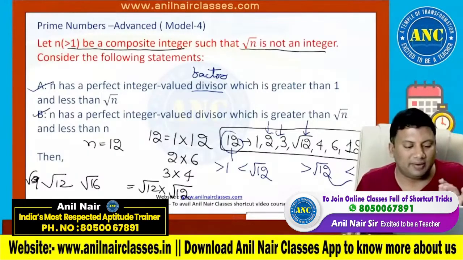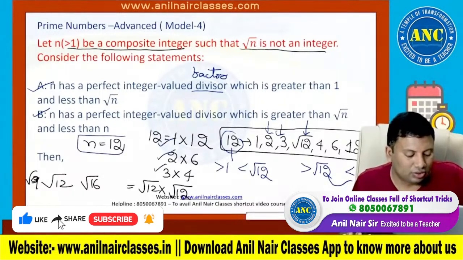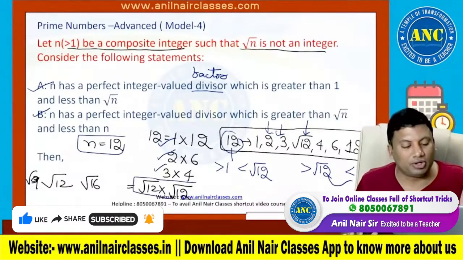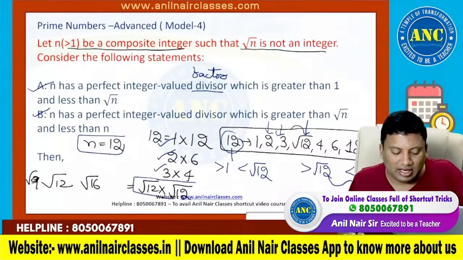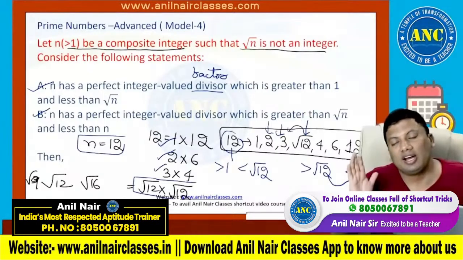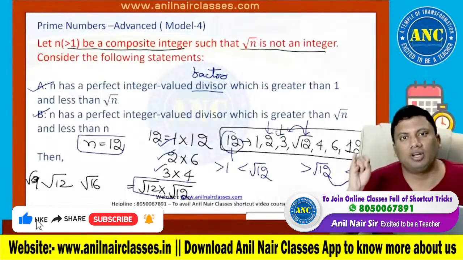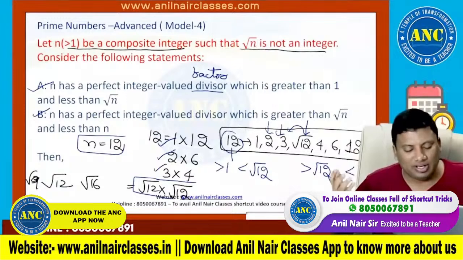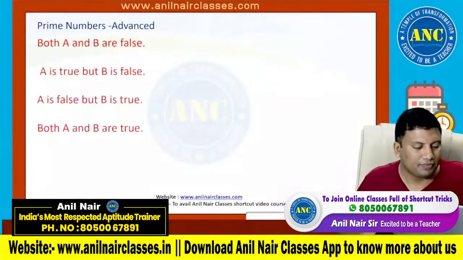I hope it is clear. If I take n equivalent to 12, 1 into 12, 2 into 6, 3 into 4, I will split it into root n into root n because the question is specifying root n. 12: 1, 2, 3, root 12, 4, 6, 12. So there are some factors less than root 12. Root 12 is 3.4. What are all the natural numbers less than 3.4? 1, 2, 3. Among those, are there any integers which will divide 12? 2 will definitely divide 12, 3 will definitely divide 12. I hope the idea is clear. A is true and B is true.